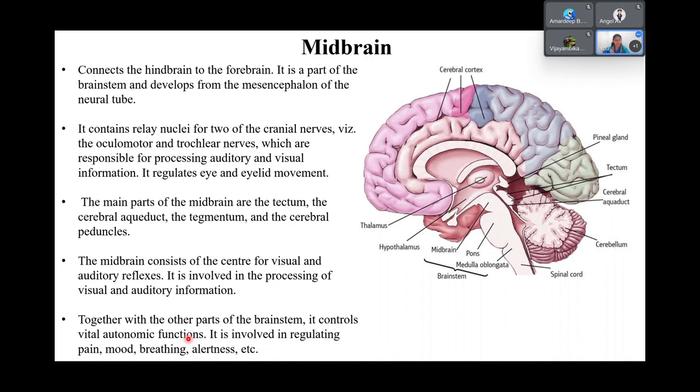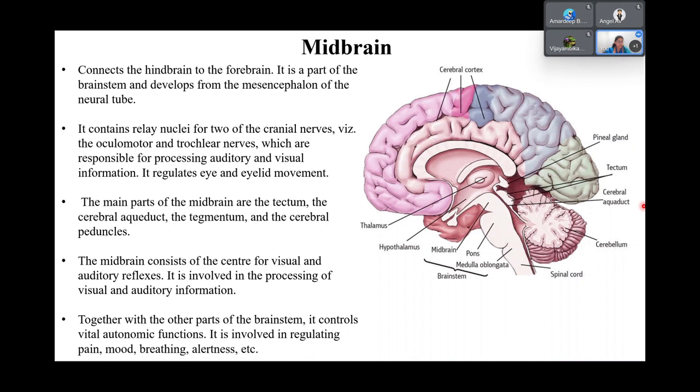So you can see how everything is well connected in our body. So the main parts of the midbrain are the tectum, these regions here. Then you have the cerebral aqueduct. Then you have the tegmentum, and then finally you have the cerebral peduncles.